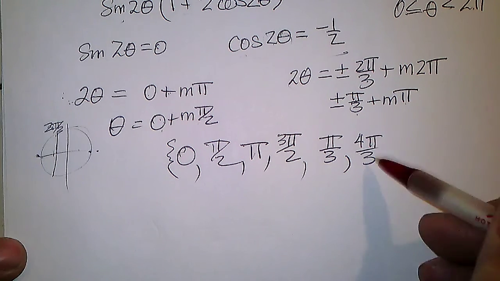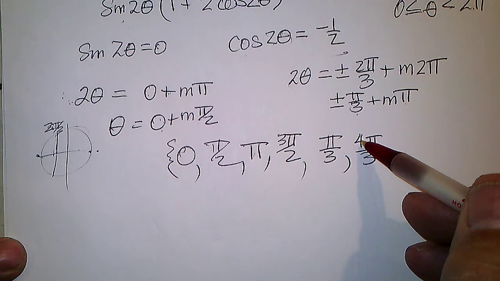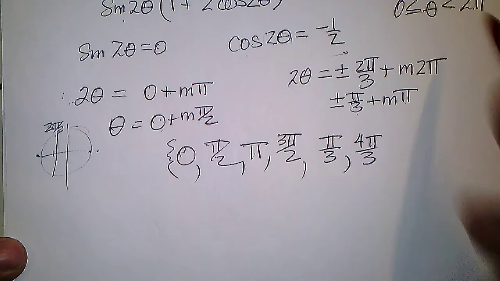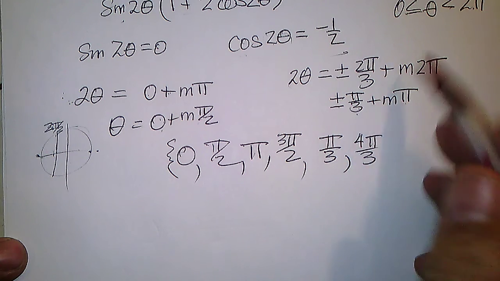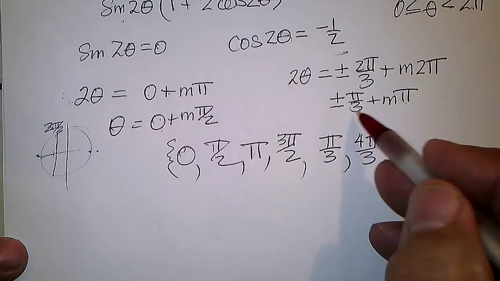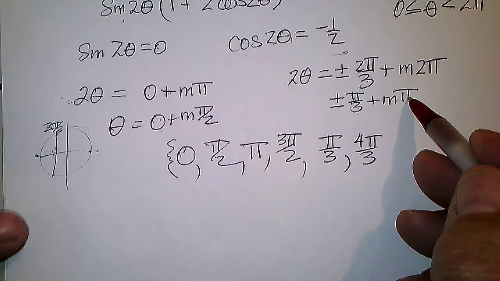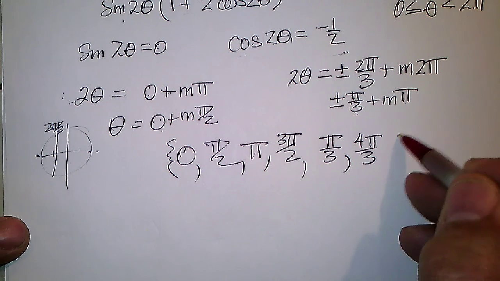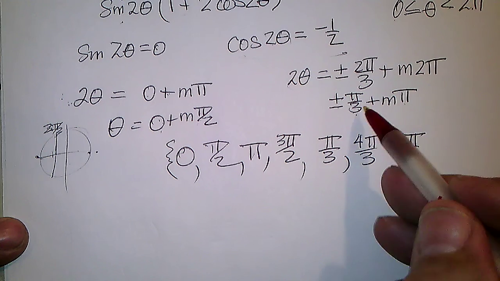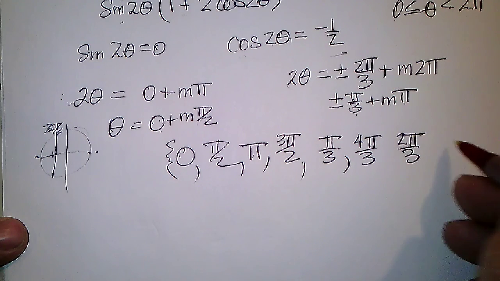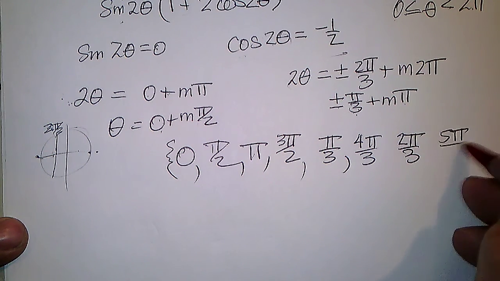If I add pi again, that'd be 7 pi over 3, which is bigger than 2 pi, so I can't do that. Negative pi over 3 is not between 0 and 2 pi, but if I add pi to that, I would get 2 pi over 3, and if I add pi to that, I get 5 pi over 3.